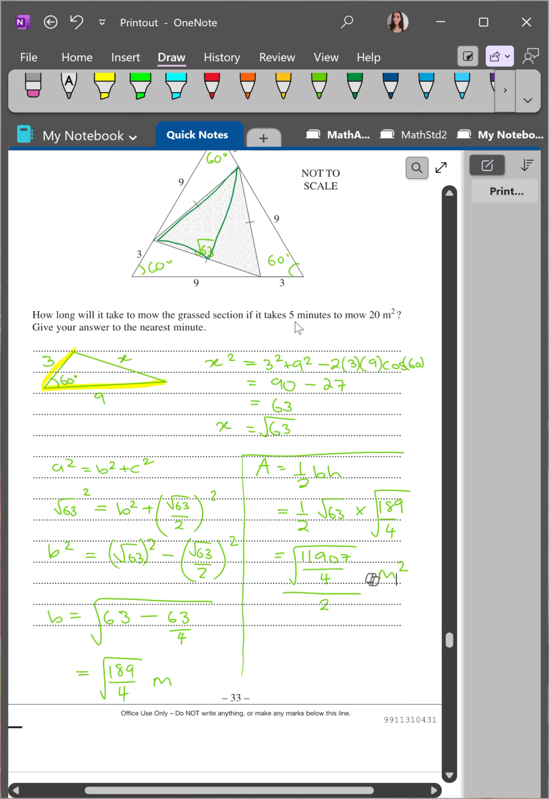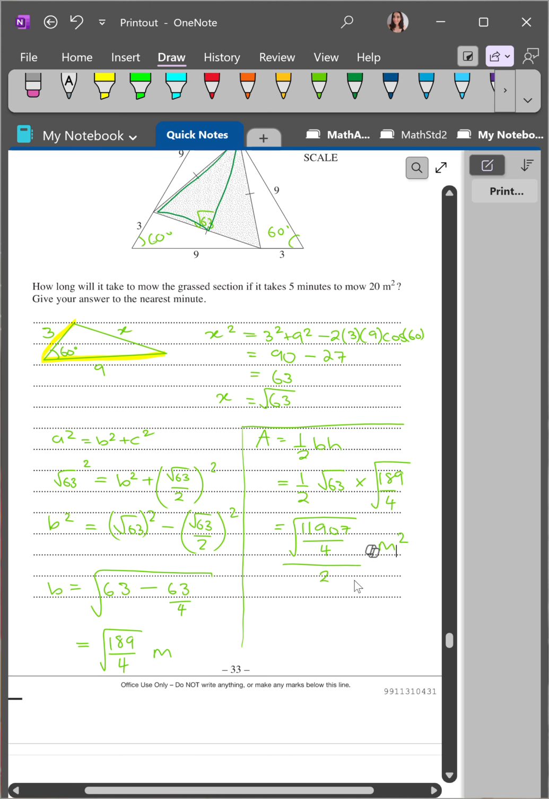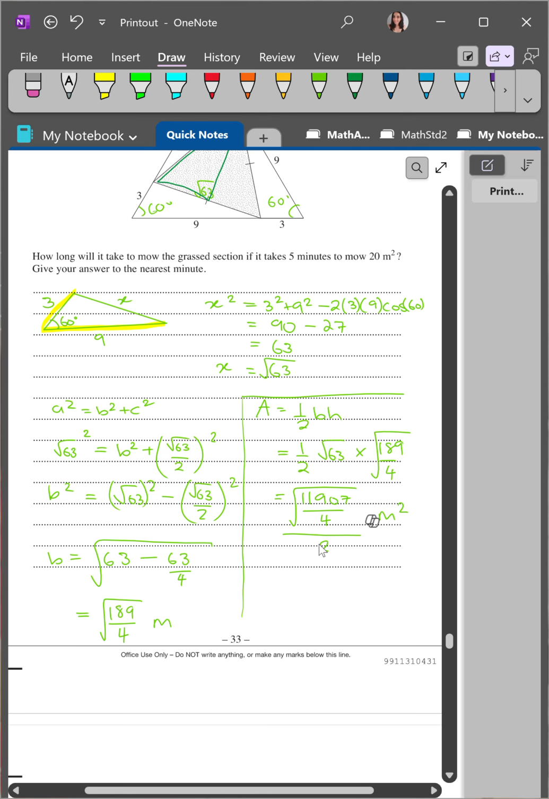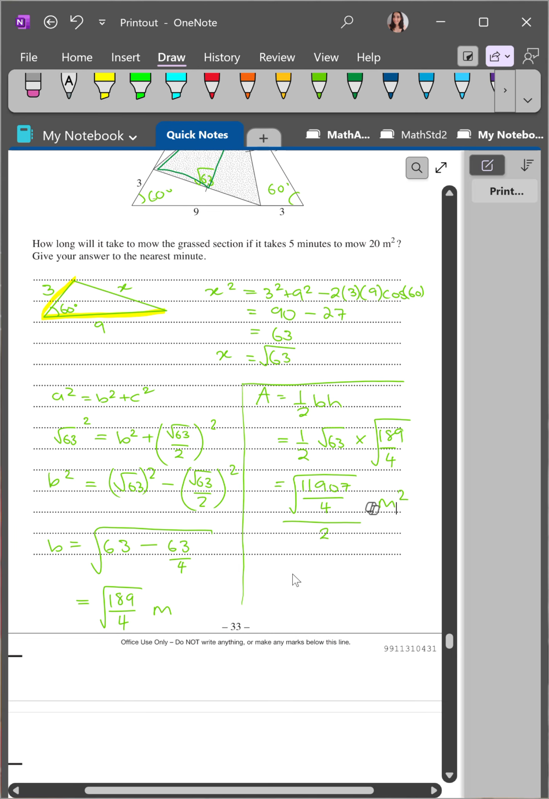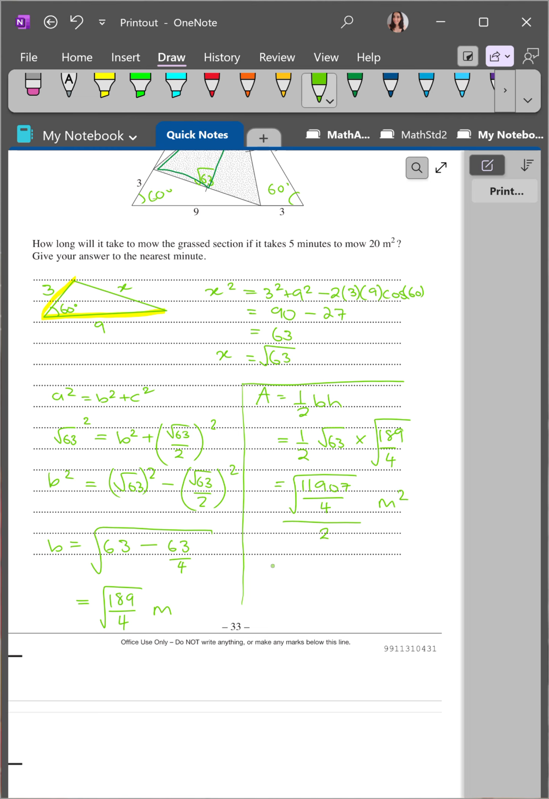After this, we have the area. It says how long will it take to mow the grass section if it takes 5 minutes to mow 20 meters squared. This number is going to be, I don't know, 20, 30, 40 something, right? If we look at it in decimal, you can have a look in your own calculator. We want to see how many lots of 20 there are. So let's section this off again: the square root of 11907 on 4, all over 2, just the complex version of this, and we're going to divide that by 20.